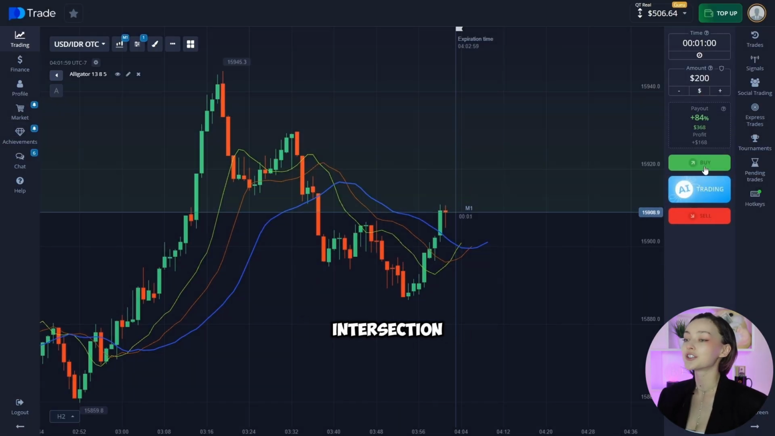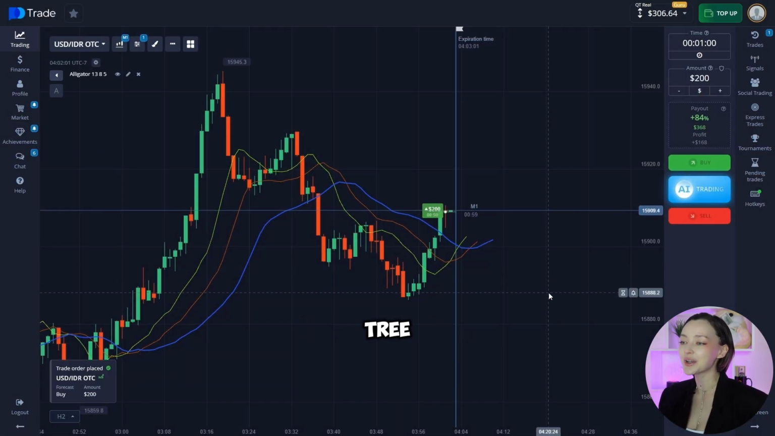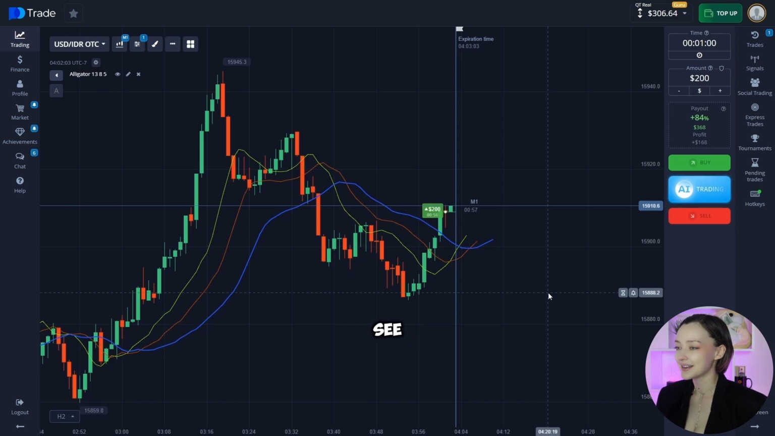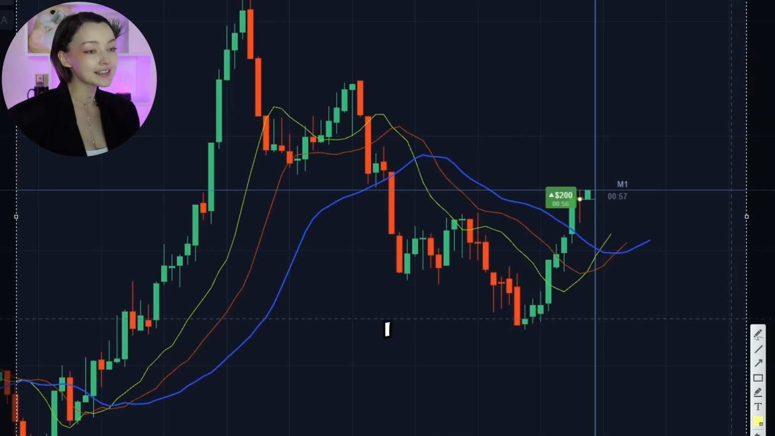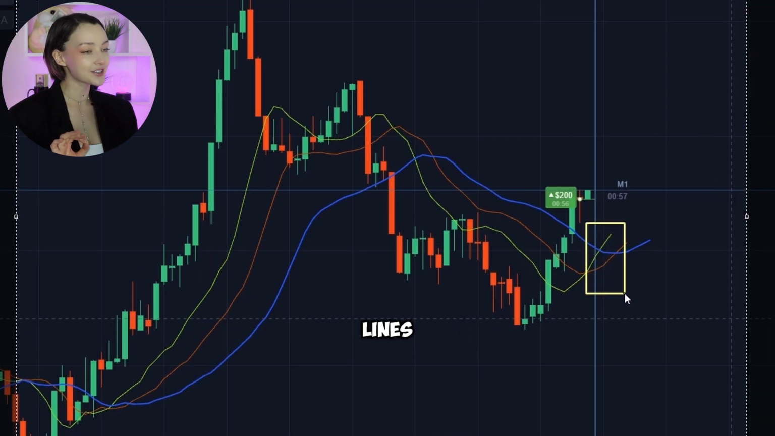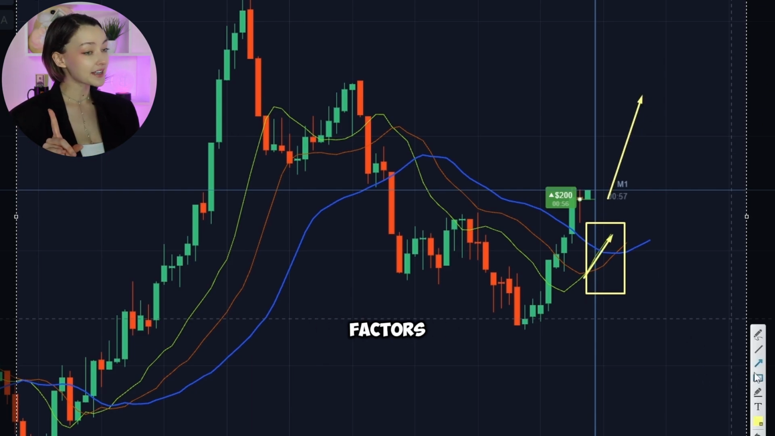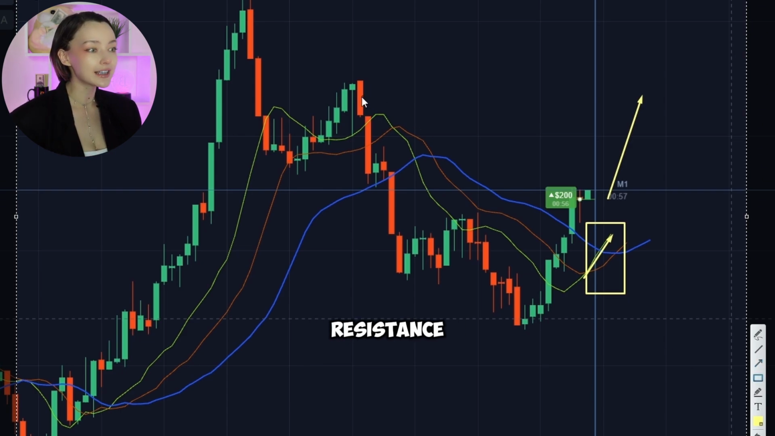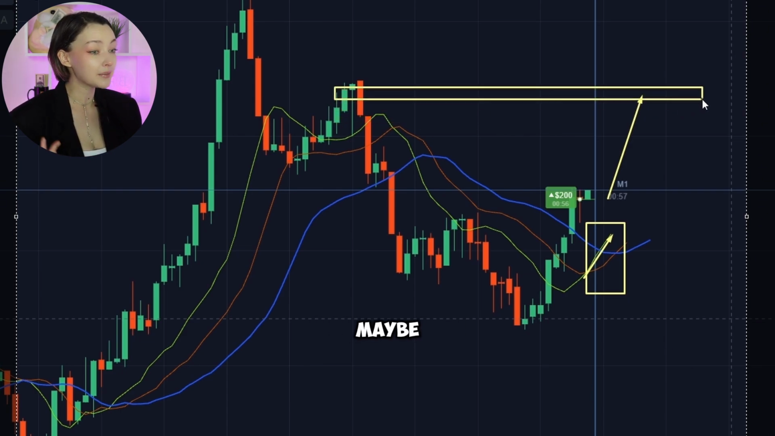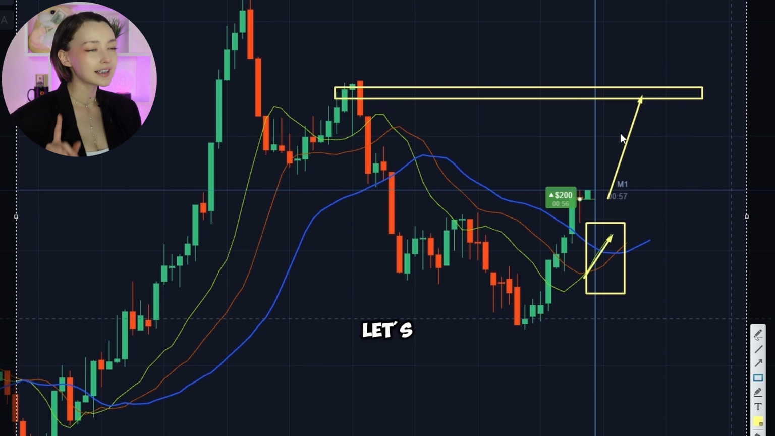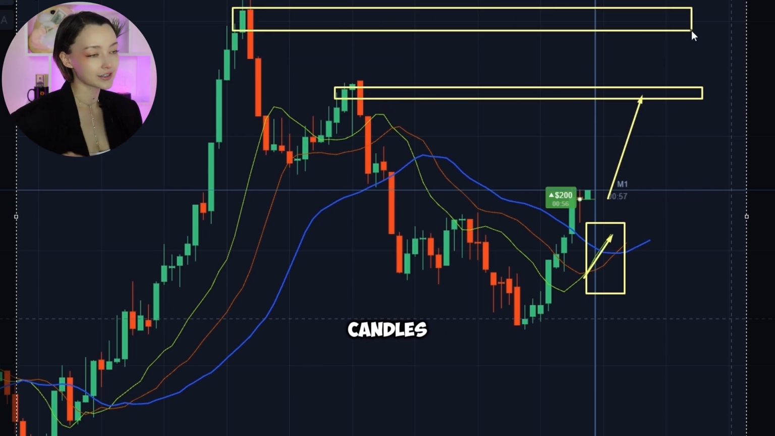So I'm seeing an intersection placing a $200 trade upwards. Let's see. In this case, I can see the intersection where two lines are crossing the blue one from bottom to top, which is a signal for a rise. As confirming factors, I can see that there are these resistance levels at the top the price may be moving towards. And let's also take a look at the candles in the chart.